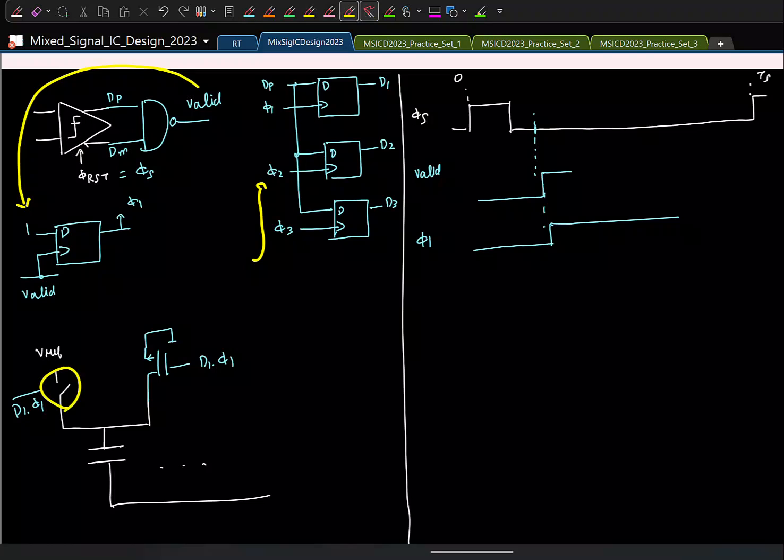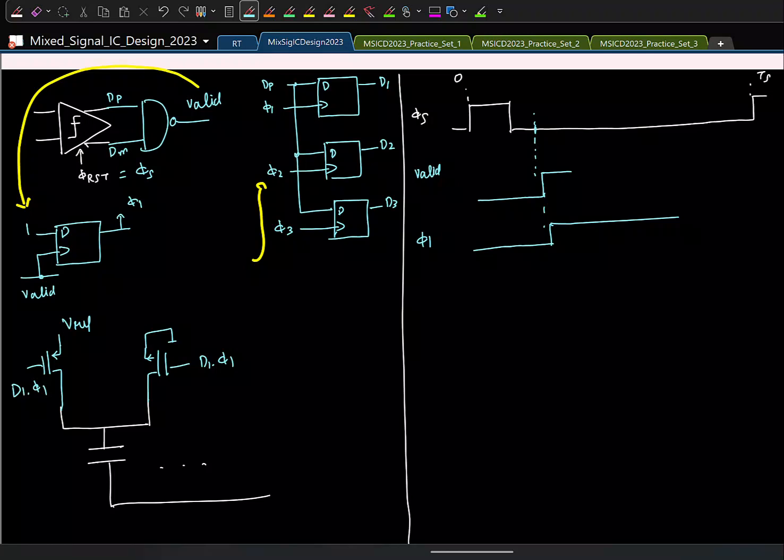So here what switch will I use? PMOS. Vref is close to VDD, right? Remember, this is connected to Vref. Vref is usually VDD, so use a PMOS. So what will be given as the gate to the PMOS? The control to the switch is D1 phi 1 whole bar. We give the complement of it, which is D1 phi 1 bar. So this is Vref.